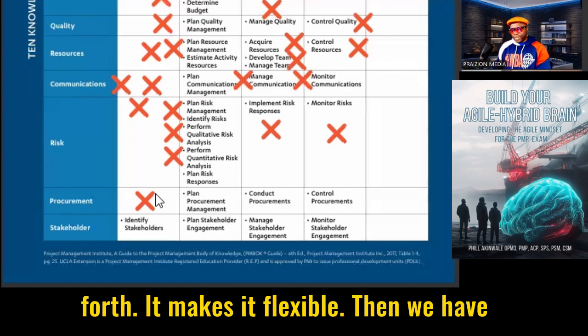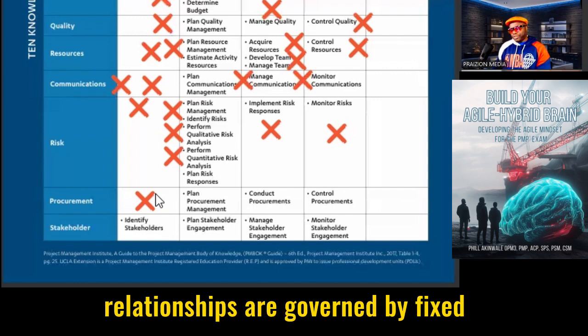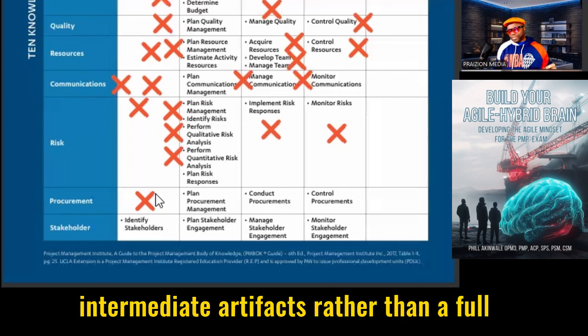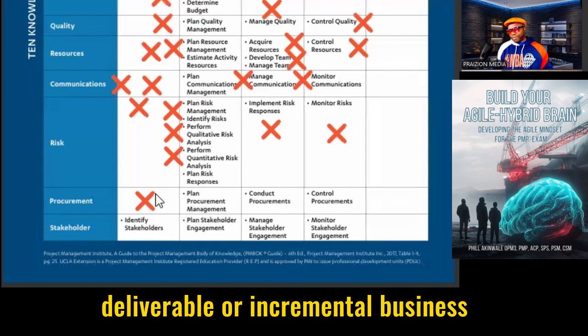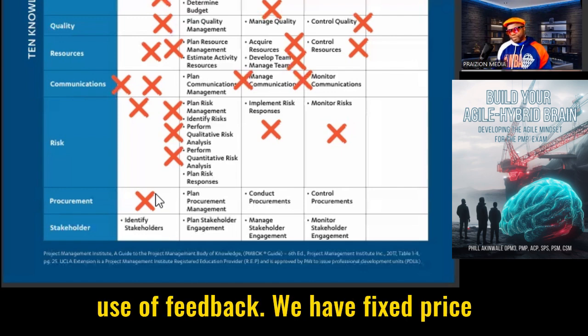It makes it flexible. Then we have emphasize value delivered. Many vendor relationships are governed by fixed milestones or phase gates, focused on intermediate artifacts rather than a full deliverable or incremental business value. Often these controls limit the use of feedback.